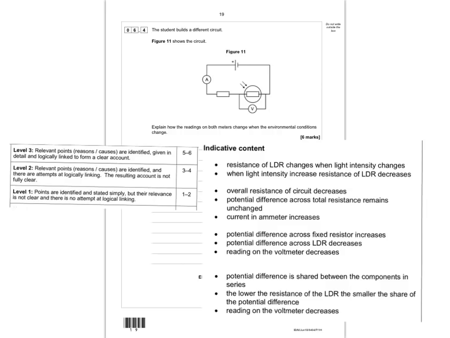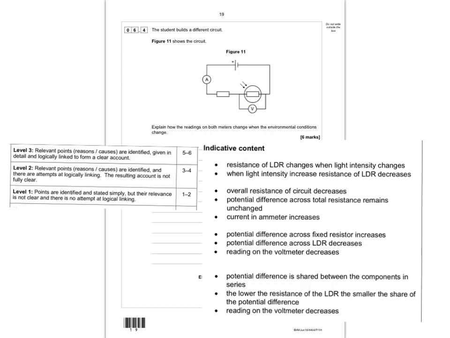The next thing is saying what would happen to the reading on the voltmeter, the potential difference. You can see here that the overall resistance of the circuit would decrease because this resistance decreased here, allowing more current to flow through, as we've already said. But that means that this resistor will get a greater share of the potential difference, because that resistance remains the same, whereas this is getting less. So the reading on the voltmeter would decrease due to the fact that this was getting a lower share of the overall resistance.